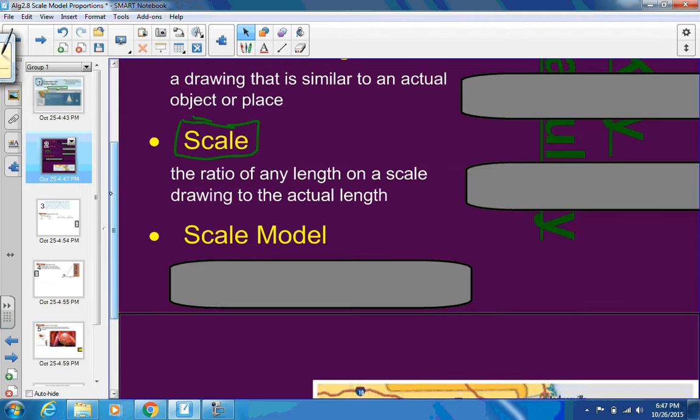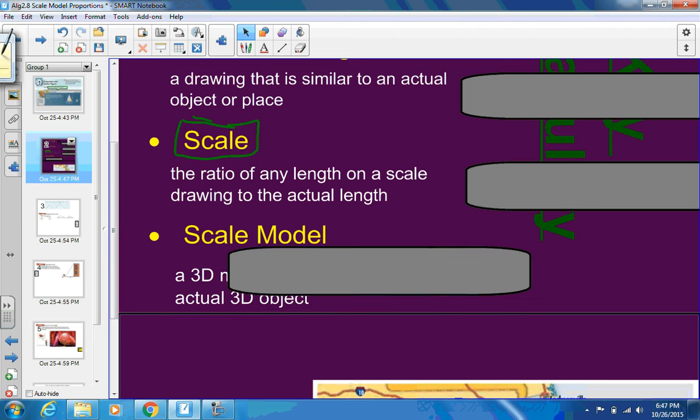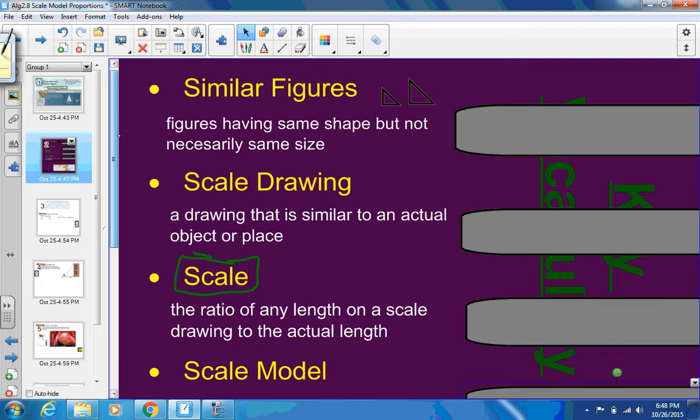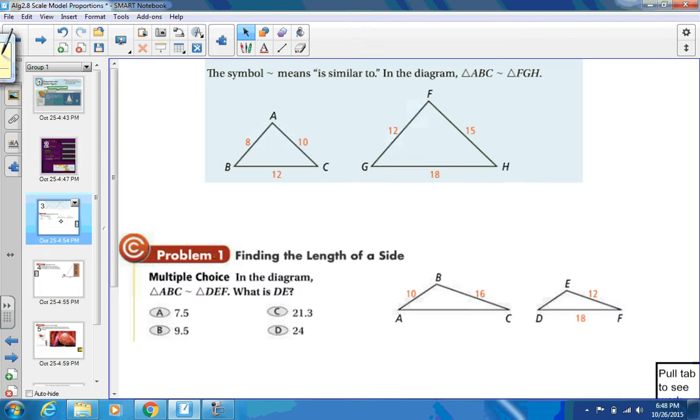That's a scale. Okay. And then a scale model, we're talking about 3D models. Maybe you've made a model airplane before, or a model car. It's a 3D model that is similar to an actual 3D object. You might think of just a Matchbox car. A lot of times they are proportional or similar to an actual car, but they're very, very much smaller. Okay, those are our four terms that we're going to be using today. We're going to jump right in with some examples.